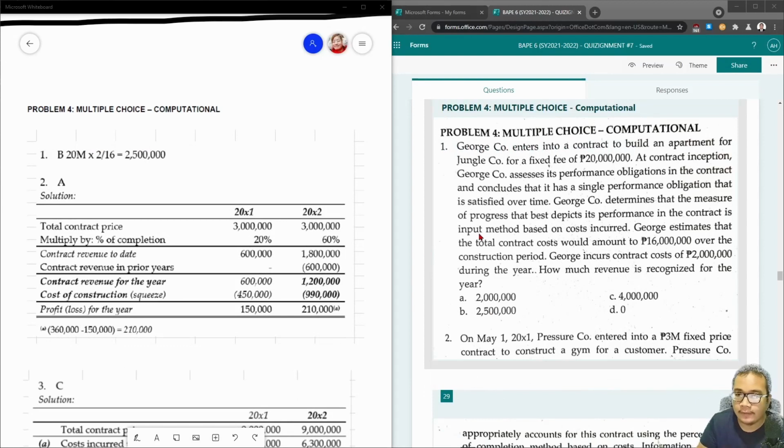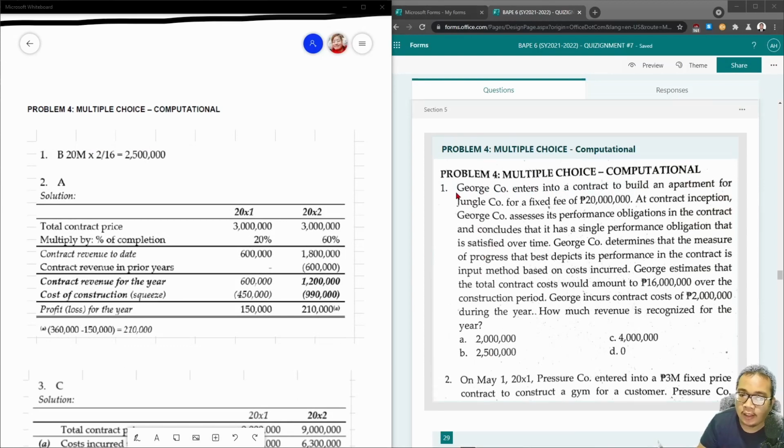So, sa number 1 tayo. So, basic lang to. Number 1, George Co. enters into a contract to build an apartment for Jungle Co. for a fixed fee of 20 million. At contract inception, George Co. assesses its performance obligation in the contract and concludes that it has a single performance obligation that is satisfied over time. So, George Co. determines that the measure of progress that depicts its performance in the contract is input method based on cost incurred. So, yun yung gagamitin niya.